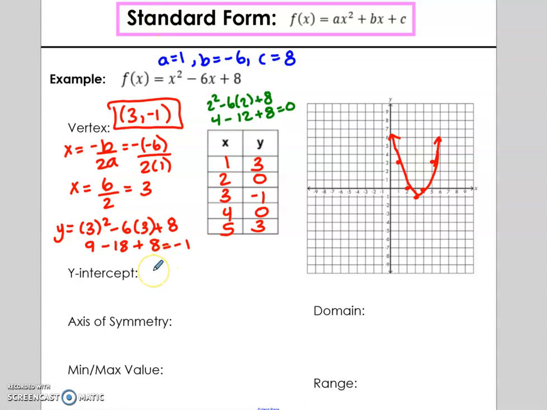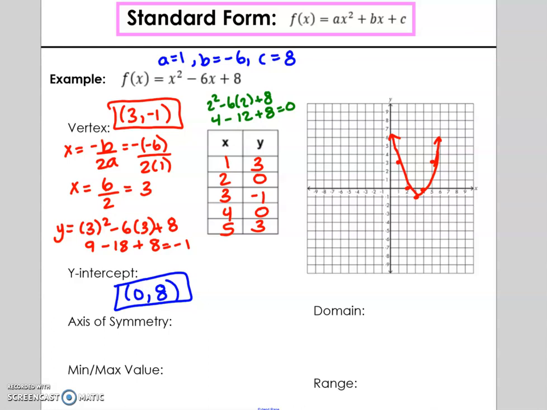The y-intercept, very similar to what we did in vertex form. You can plug in 0 for the x and solve. The standard form is going to be a little bit easier than vertex, because if you plug in 0 for x, everything with an x will be 0. Everything without an x, which is going to be your constant term, that will be your y-intercept. So without having to actually plug in 0 and find the value, I know that if I plug in 0, these will go away, and I will be left with my constant of 8. So the y-intercept is 0, 8.